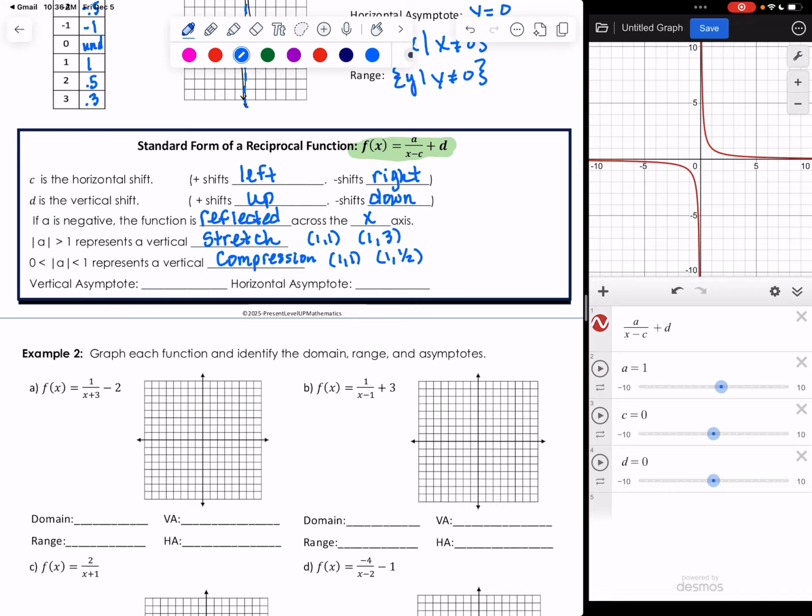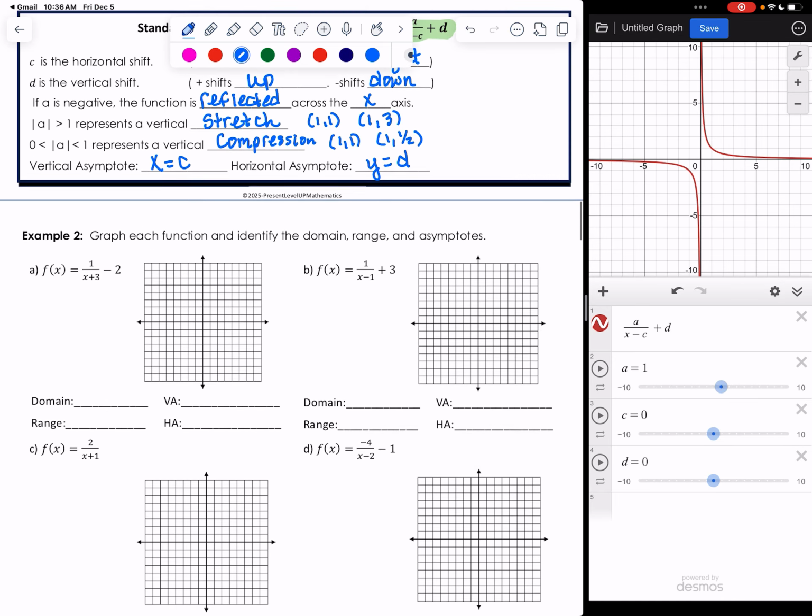Okay. Now, our vertical asymptote is determined by the value of c, so it's x equals c. The horizontal asymptote is determined by the value of d, so it'd be y equals d. And all this will make a lot more sense when we actually do some examples here, all right?